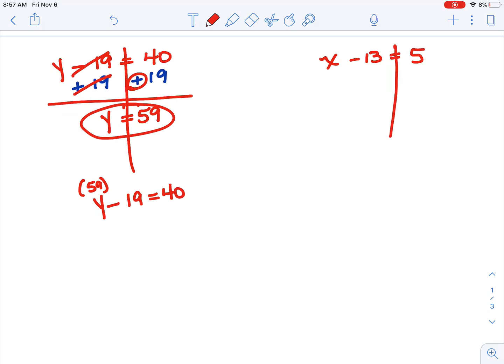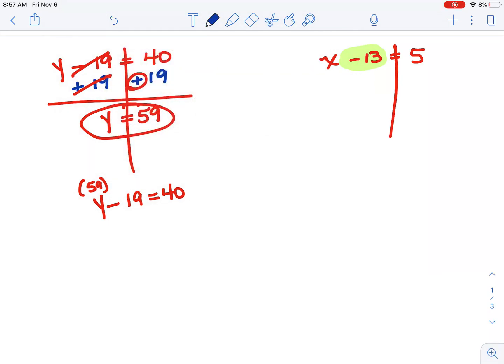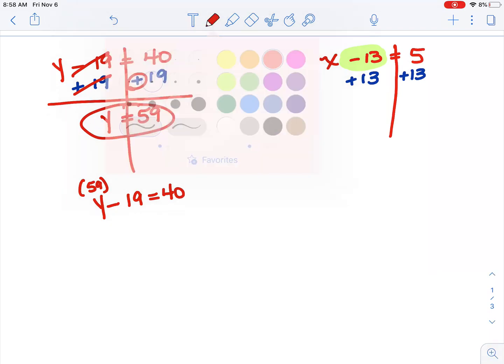Okay, so let's look here. I want to isolate that variable x. So I want to get rid of that subtract 13. To get rid of something, I do the opposite. The opposite of subtracting 13 is adding 13. And whatever I do to one side of the equation, I must do to the other side to keep it balanced. Remember that balanced scale.